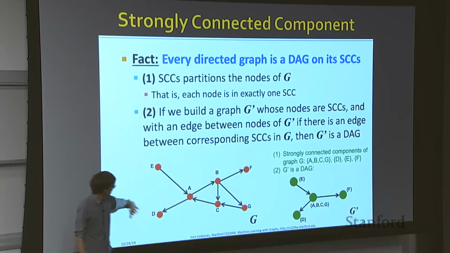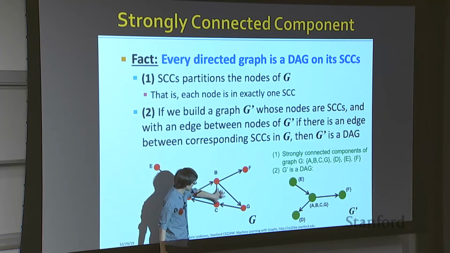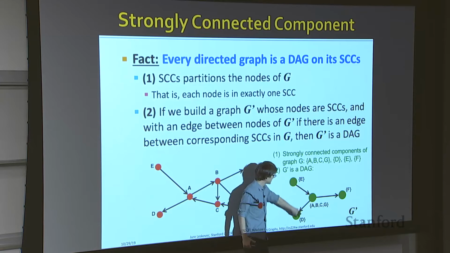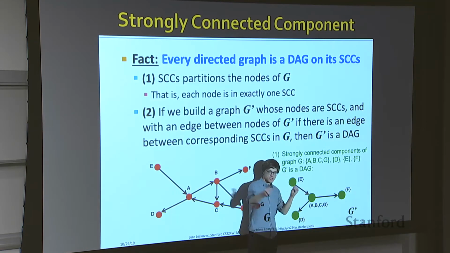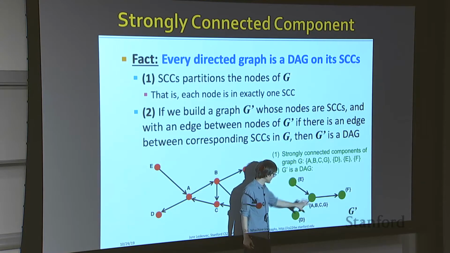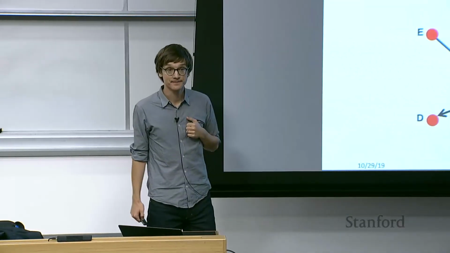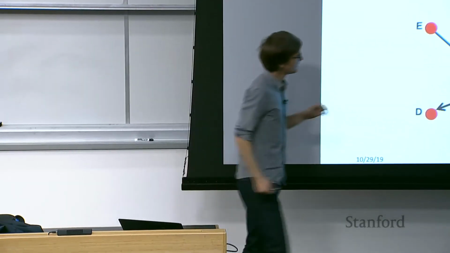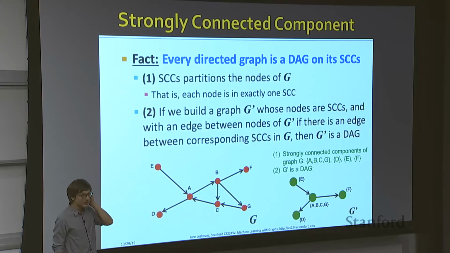The claim is I can take any directed graph. If I identify strongly connected components, represent them as nodes, and connect strongly connected components if there are edges between the corresponding nodes in the strongly connected components, then this graph will be a DAG. That's the bottom line. Okay? So now that we have this piece of graph theory in our mind, let's start looking at real data.